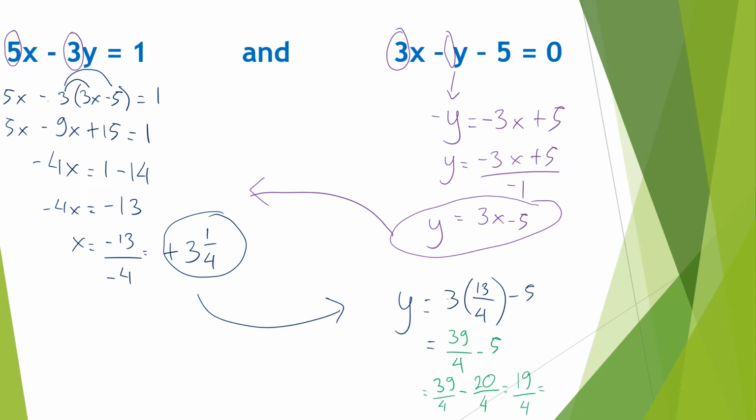So 19 divided by 4 equals 4, and the remainder 3 per 4. So you get the answer: x is 3 and 1 per 4, and y is 4 and 3 per 4. That's done. Okay, let's check again in case there is a mistake.